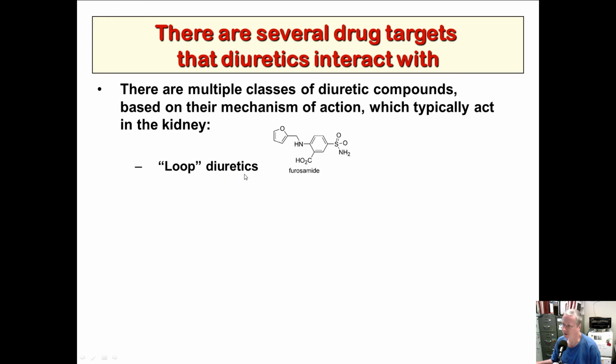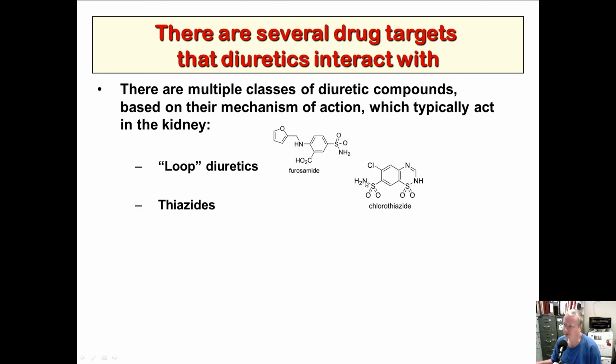Anyway, loop diuretics operate in the kidney in something called the nephron, and there's a loop, and I don't have a picture of the nephron here, but there's this loop of Henle, which is a component of the nephron. The nephron is just a functional unit in the kidney that concentrates urine. So this operates in the loop region. It's got a furan and a substituted benzene.